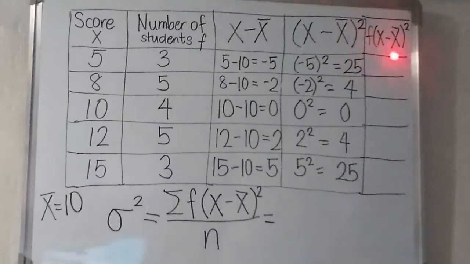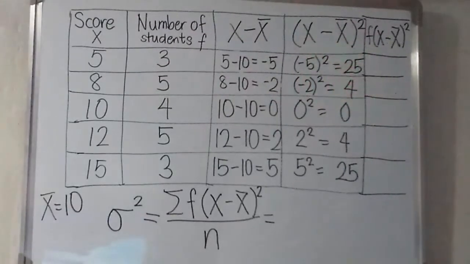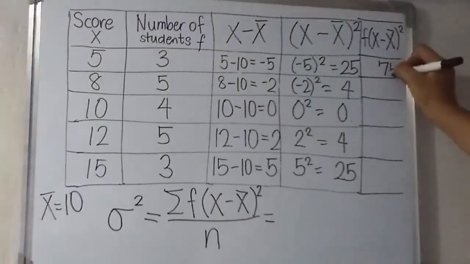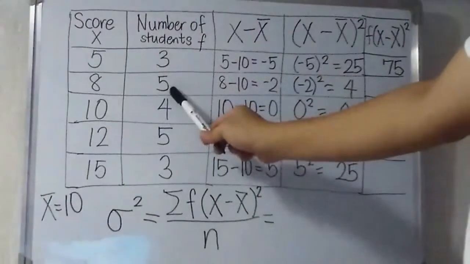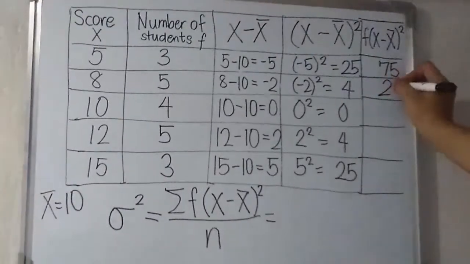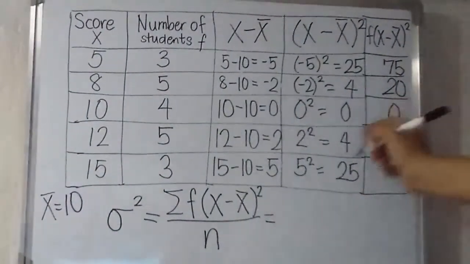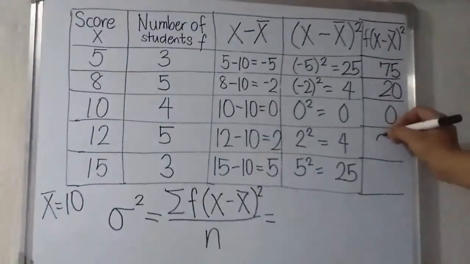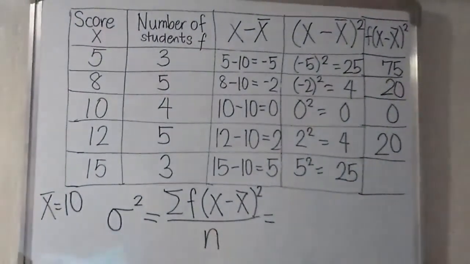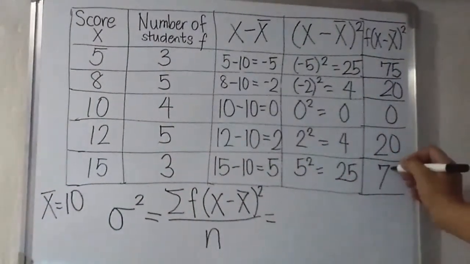Frequency times (x minus x bar) squared. So the frequency, 3 multiplied by 25 is 75. 5 multiplied by 4 is 20. 4 multiplied by 0 is 0. 5 multiplied by 4 is 20. 3 multiplied by 25 is 75.